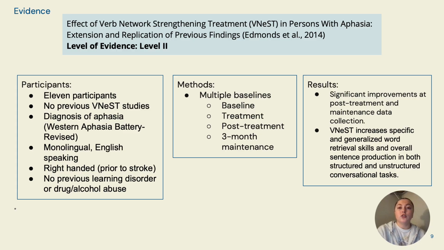My second piece of external evidence is this article, The Effects of Verb Network Strengthening Treatment in Persons with Aphasia: An Extension and Replication of Previous Findings, by Edmonds et al. In 2014. In this study, there were 11 participants, and they were never in any previous VNS studies before this one. They all had a diagnosis of aphasia according to the WAB-R. They were all monolingual English speakers, right-handed prior to the stroke, and they had no previous learning disorders or drug and alcohol abuse.